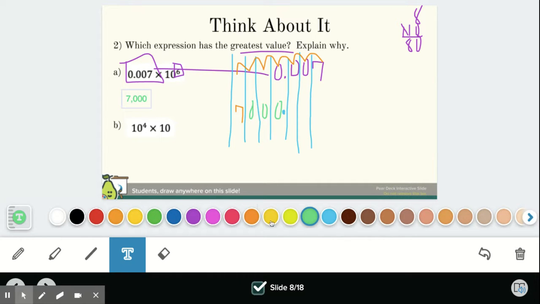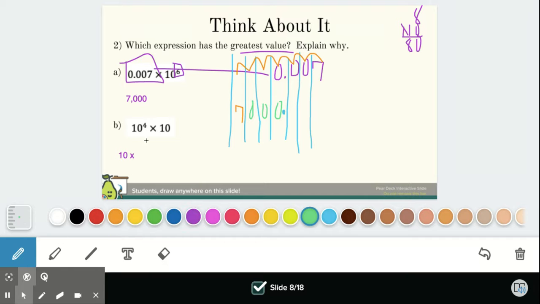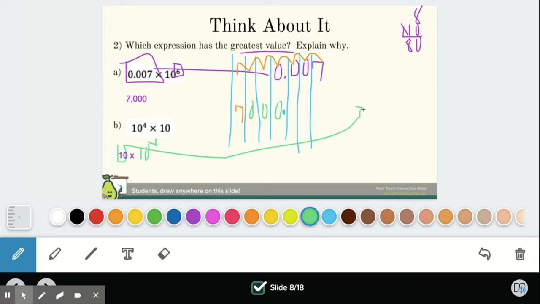Let's go ahead and take a look at letter B. And for letter B, what I'm going to do is I'm actually going to kind of write this the other way around to help me out. So it's going to be 10 times, and I'm going to multiply it by 10 to the 4th. The reason I'm doing this is so I could just take this 10, and I'll set it up right over here. And since I'm multiplying, I know that I'm going to shift the 1 to the left, and I'm going to shift it 4 times. So 1, 2, 3, 4.